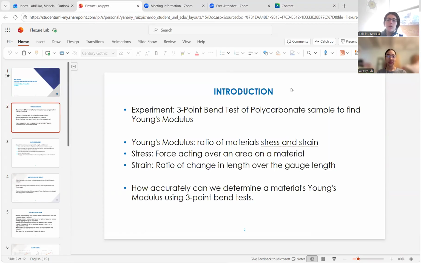So to start, in our experiment, we did a 3-point bend test of a sample of polycarbonate, and then we took our data to find the Young's modulus. The Young's modulus is the ratio of the stress and strain of a material. Stress is the force acting on that material over a certain area, and strain is the ratio of the change in length over the original length of the sample. And we want to find out how accurately we can determine a material's Young's modulus using 3-point bend tests.